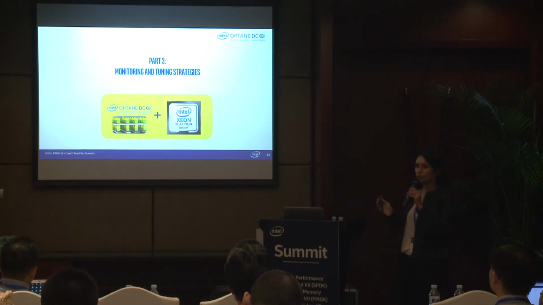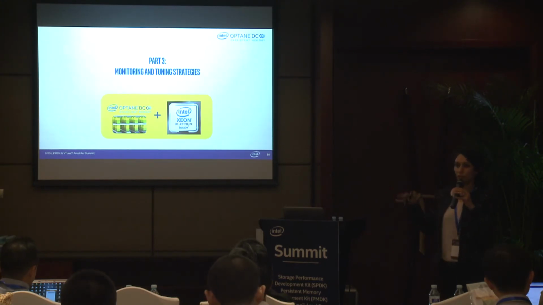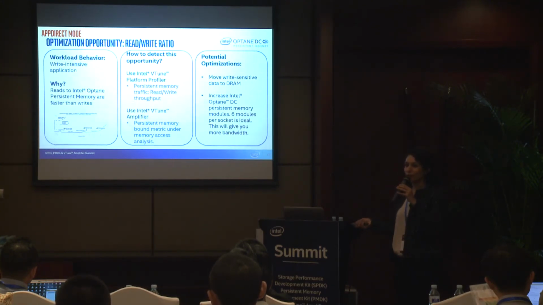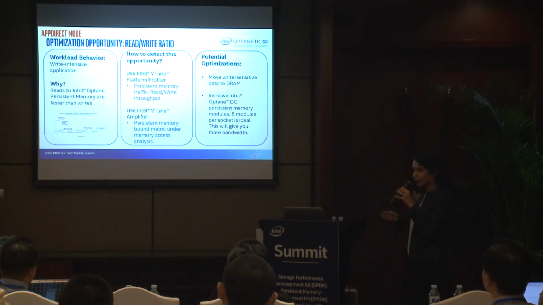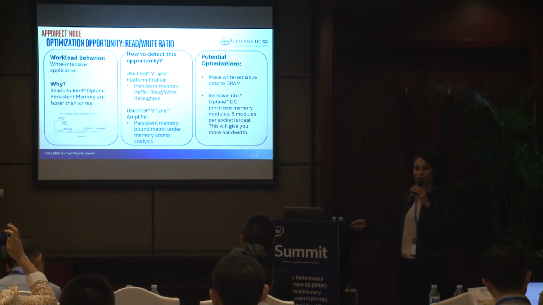Okay, so part 3, moving on. I'm going to talk about what monitoring and tuning strategies you can apply to your application. The first optimization opportunity, and I've spoken about this a lot, is your read versus write ratio. If your workload is a very write-intensive application, you might want to take a look at it, because reads to Intel Optane DC persistent memory are faster than writes. It's just more performant than writes.